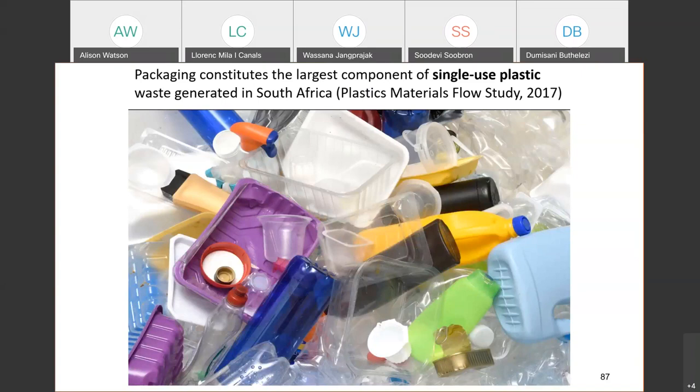So we did a plastic material flow study, which confirmed that we are sitting at about 54%, and it's largely single-use packaging.